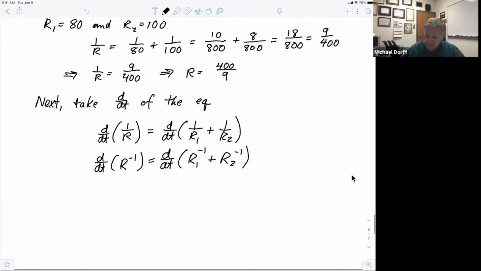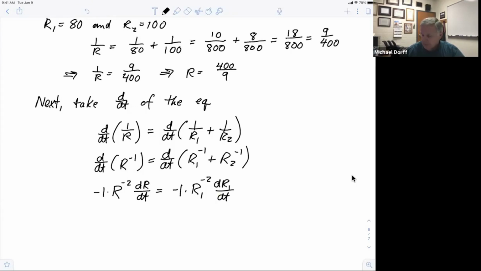Now when I take the derivative, I use the power rule. I take the exponent and bring it out front, so I get negative 1 times R. I reduce the power by 1, so negative 1 minus 1 gives me negative 2. And this becomes dR/dt. On the right-hand side, I do the same thing. I've got R1 to the negative 1, so by the power rule, I get a negative 1 times R1, decrease the exponent by 1, so negative 1 minus 1 is negative 2, and then I have dR1/dt. And likewise, for the last term, I have a negative 1 times R2 to the negative 2 times dR2/dt.